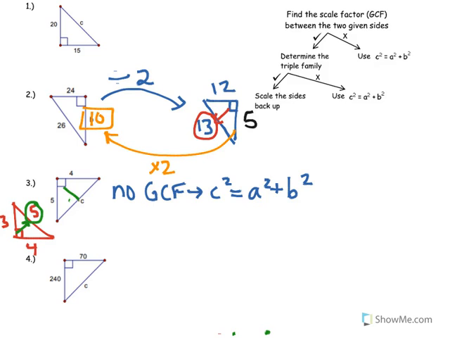So I can only use this triple if the 5 is across from the right angle. Is the 5 across from the right angle here? No, the 5 is one of our legs. So this is not a triple. We can't use 3, 4, 5, and I have to then go and use the Pythagorean theorem.